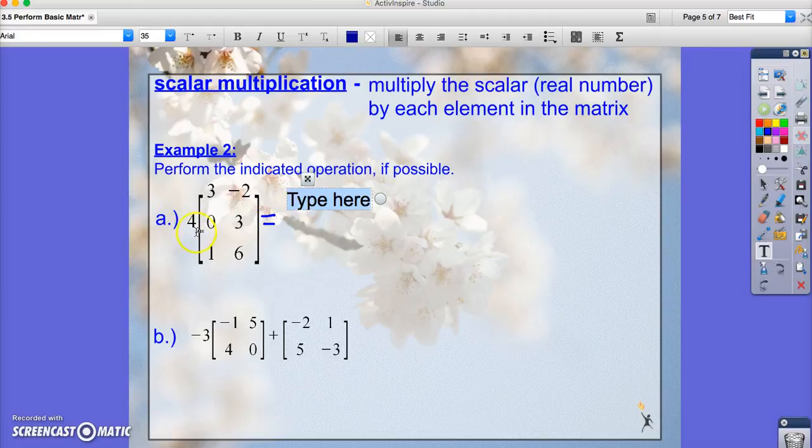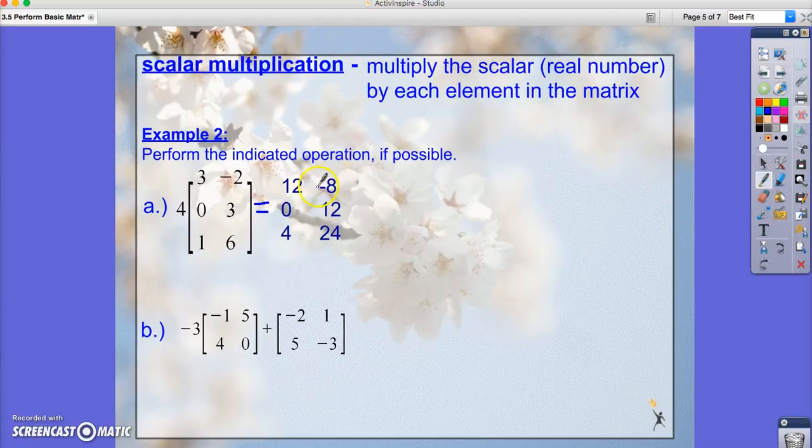All right, so you see there's a 4 out front. We're going to take that little 4 and multiply all 6 terms by it. So let's begin. 4 times 3 is 12. 4 times negative 2 is negative 8. 4 times 0 is 0. 4 times 3 is 12. 4 times 1 is 4. 4 times 6 is 24. Here is my answer. There's my new matrix using scalar multiplication.